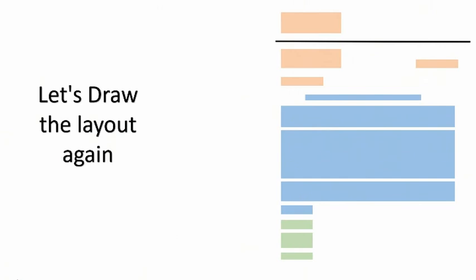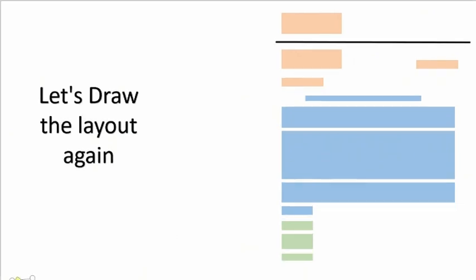Okay, now let's draw the layout again. We have 13 items all together. Hope you still remember all the 13 items. We start from sender's address, line, recipient's address, date, salutation, title, opening paragraph or introduction paragraph, the body, closing paragraph, thank you, yours faithfully, signature, and finally, sender's name.